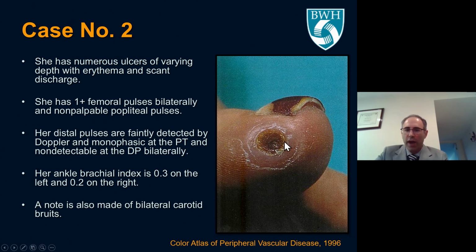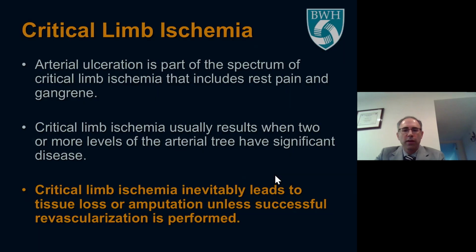This is one of the drier ones. She has 1+ femoral pulses bilaterally and non-palpable popliteal pulses. You can barely Doppler her distal pulses at the PT, and you can't really get them at the DP bilaterally. Very depressed ankle brachial indices, 0.3 on the left, 0.2 on the right, and guess what? Also has bilateral carotid bruits. Here's an example of one of those.